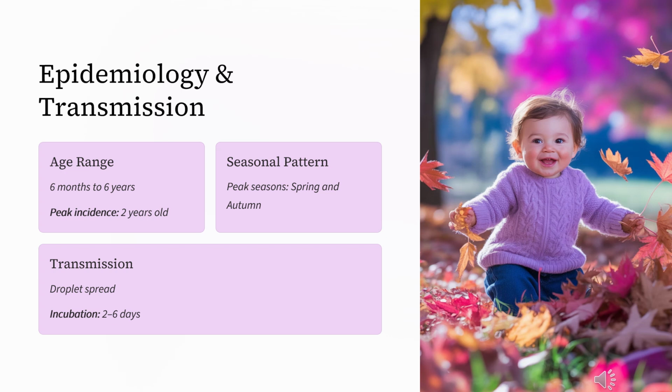Now, what about the epidemiology and how is it transmitted? It is common in the age group of 6 months to 6 years. Peak incidence around 2 years. Seasonal pattern, it will be peaking during spring and autumn season. And the transmission is by droplet spread.